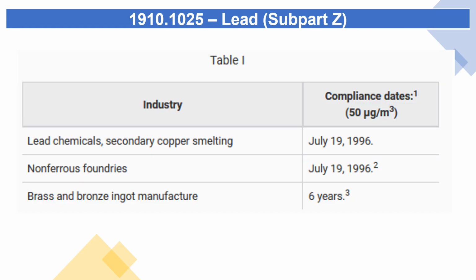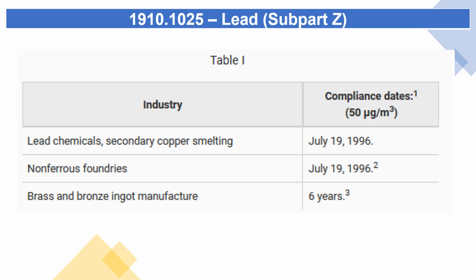Table I, Compliance Dates. 1. Calculated by counting from the date the stay on implementation of paragraph E1 was lifted by the U.S. Court of Appeals for the District of Columbia, the number of years specified in the 1978 lead standard and subsequent amendments for compliance with the PEL of 50 micrograms per cubic meter for exposure to airborne concentrations of lead levels for the particular industry. Lead chemicals, secondary copper smelting, July 19, 1996. Non-ferrous foundries, July 19, 1996.